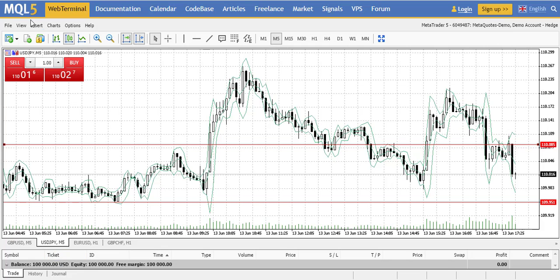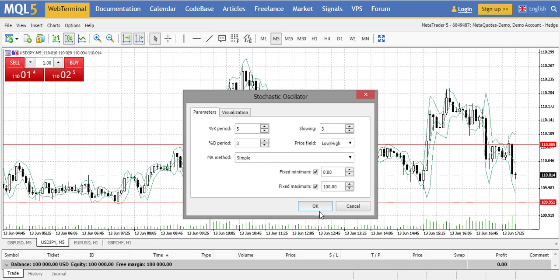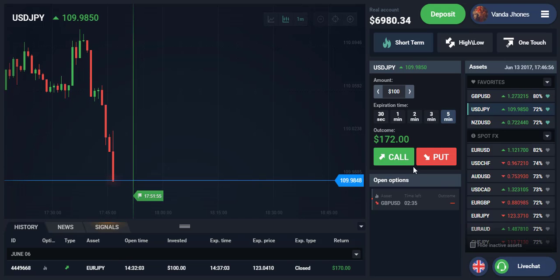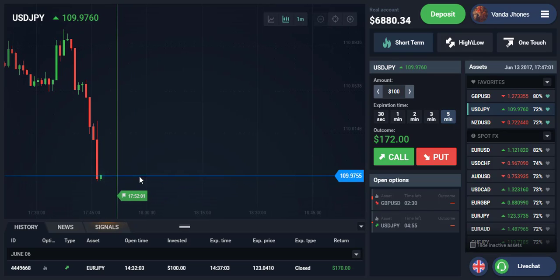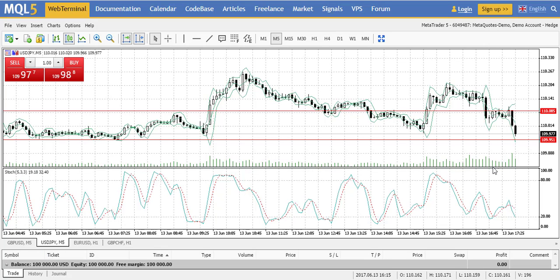So it's USD JPY, and I say we hurry up and open a deal for put. Let us add the stochastic just to be sure. It is almost in the oversold area, and that means it will start rising up. That is why 5 minutes call, go. Let's see which one I should have listened to, the stochastic or the Bollinger Bands. For now, the stochastic proves to be correct, while the Bollinger Bands would have driven me to a bad decision.